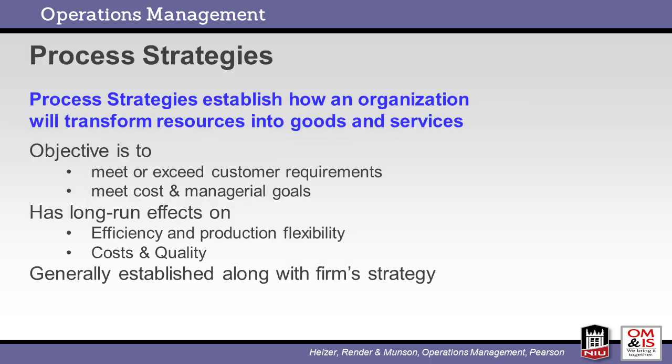Processes transform resources into goods and services. Since the income of the business comes from customers minus the costs, we focus on meeting customer requirements and meeting cost goals. Process strategies typically affect efficiency, flexibility, cost, and quality. The best processes are aligned with the organization's strategy.